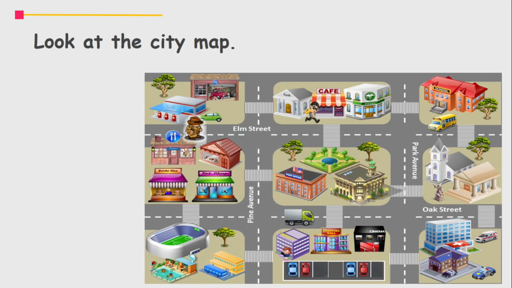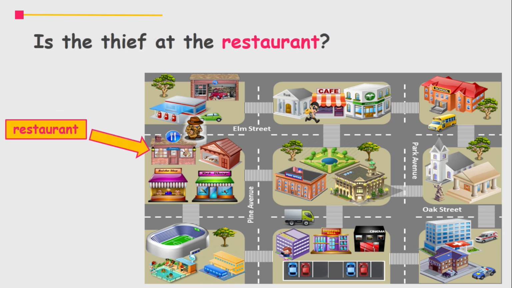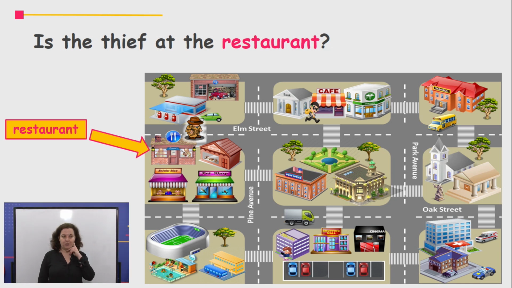Let's look at the city map. This is where Mr. Max is looking for the thief. Can you find Mr. Max on the screen in front of you? Let's look at the map. I see Mr. Max here. Is the thief at the restaurant? Let's find it. Can you see the thief? Can you first of all find Mr. Max? You see him on Elm Street? There's the restaurant. Is the thief at the restaurant?